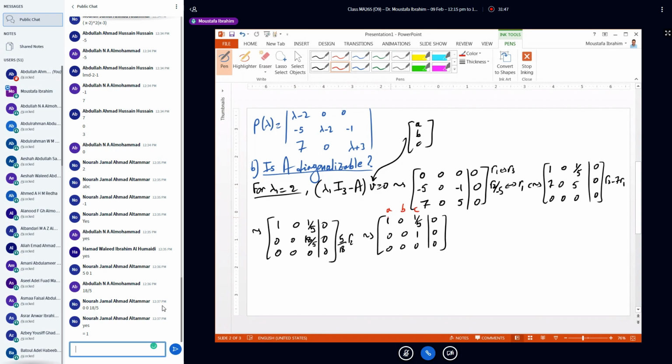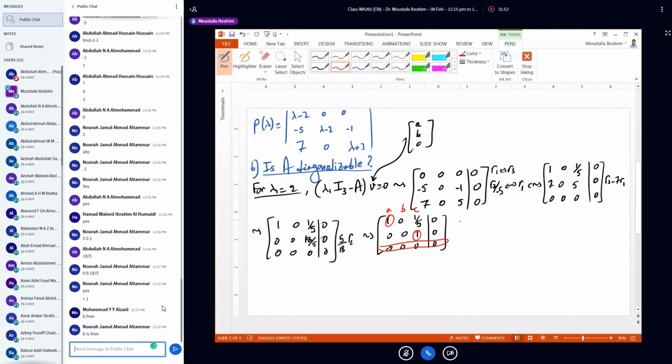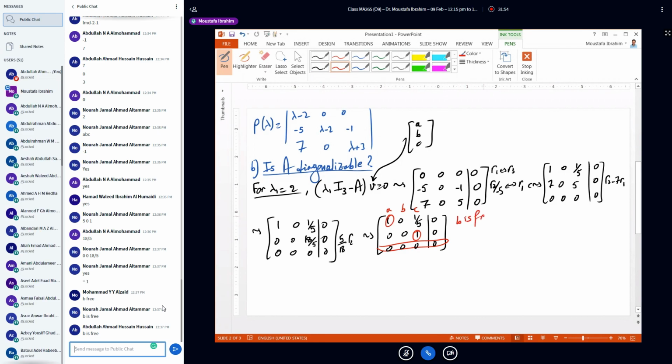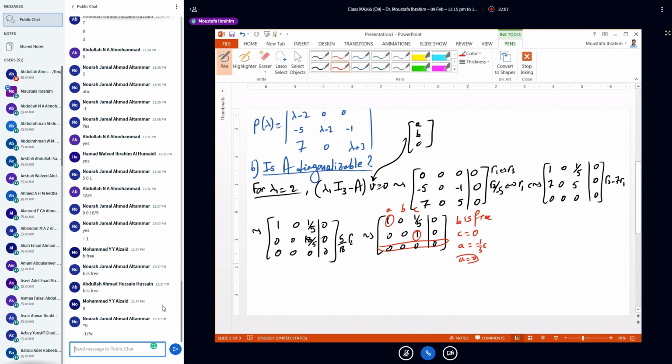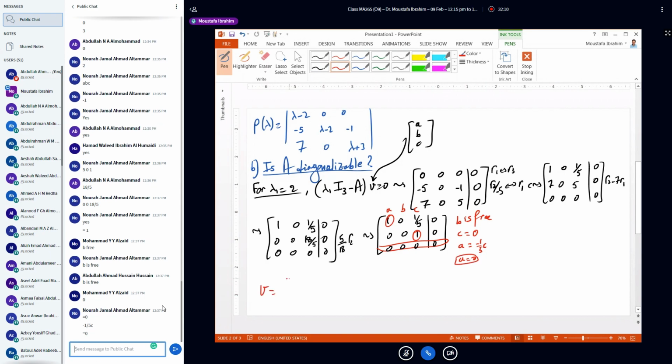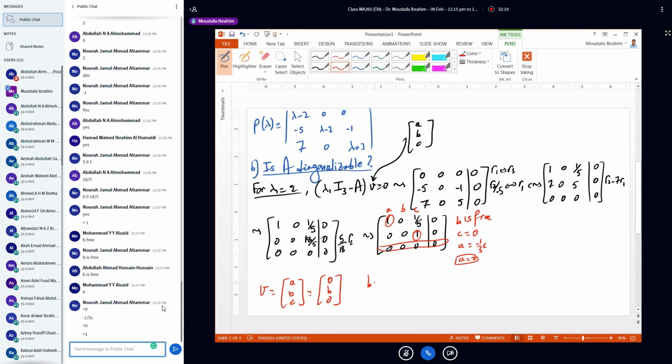A, B, C. I have leading 1, leading 1. Here 0 equals 0 because it's homogeneous. Very good. B is free. And C equals what? 0. A equals minus 1 over 5 C. But C is 0, so A is also 0. So V, which is ABC, is equal to 0, B, 0. We take B different than 0 to have an eigenvector. Very good.